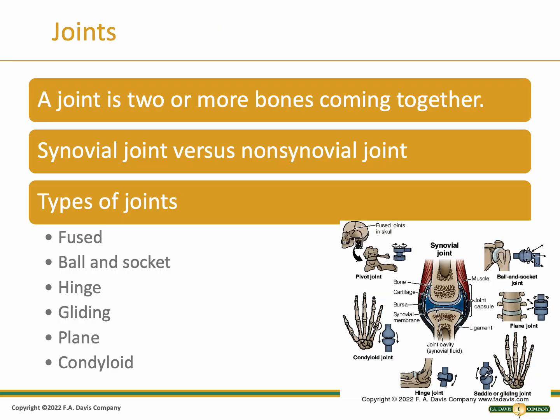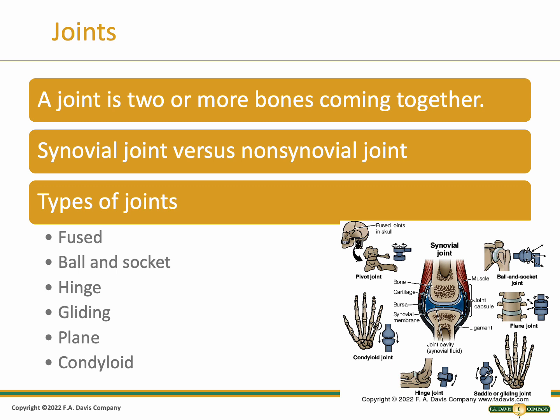A joint is two or more bones that come together. You have two types of joints, your synovial joints, which have a joint capsule that keeps the synovial fluid in the joint. And synovial fluid is more protective, acts as a lubricant, and allows movement of the joint. An example of your synovial joint is within your knee. So it's a classic synovial joint.